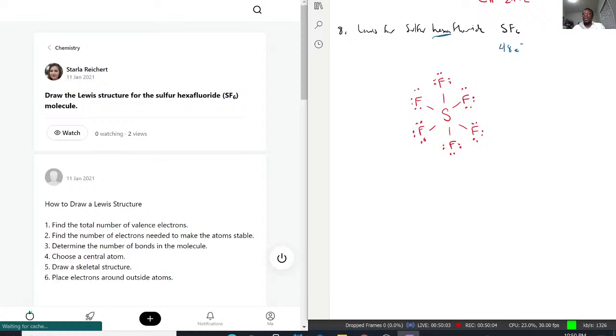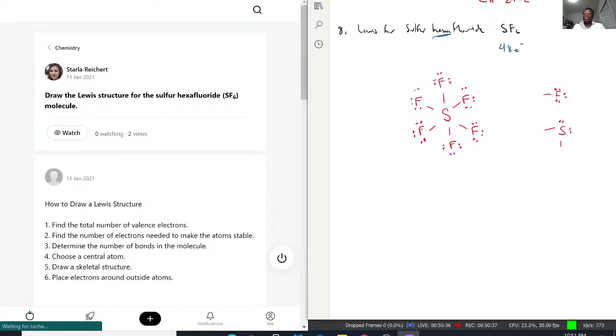Now let's quickly check if their formal charges are good. For fluorine, it likes to have 3 lone pairs and 1 bond, which is what every fluorine is doing here. But sulfur, on the other hand, likes to have 2 lone pairs and 2 bonds.